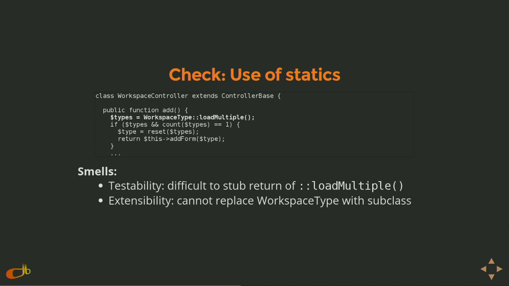So testability: it's very difficult to stub or create test doubles for statics. In some cases, it's impossible. Extensibility: you can't replace workspace type with a subclass. This can create problems. There might be a case where you want to use a static if you want to control extensibility. So, going back to that first slide we were talking about, what is good code? One of those things, extensible code, is nice. But there are cases where maybe you want to control that extensibility. So use a static to force no one to be able to create a subclass, for example.